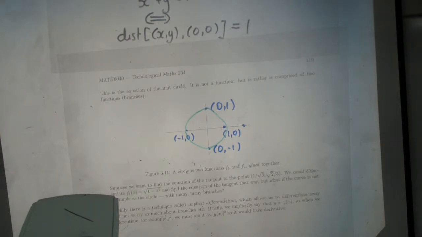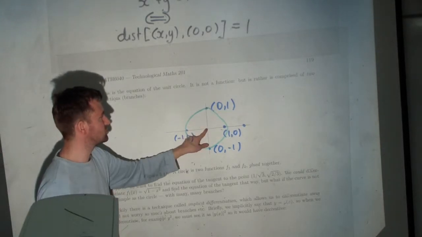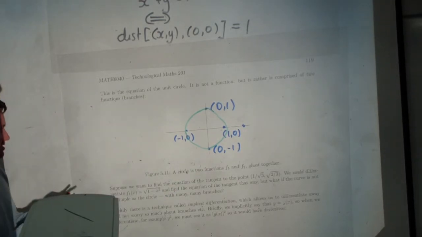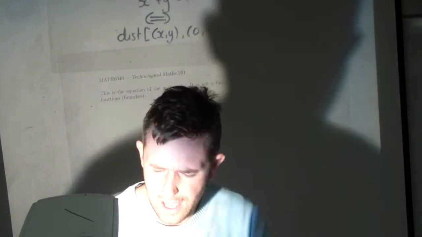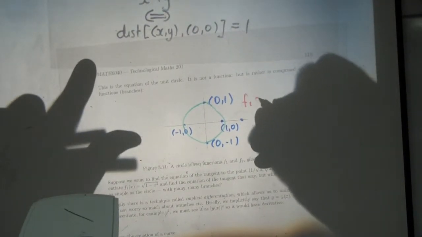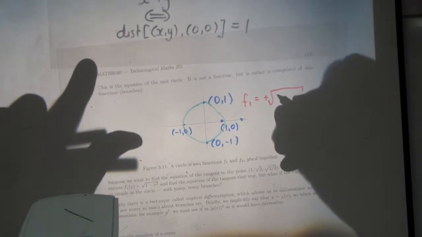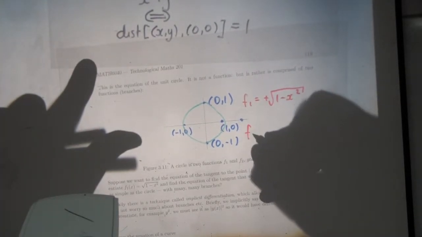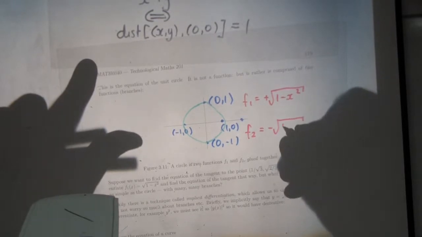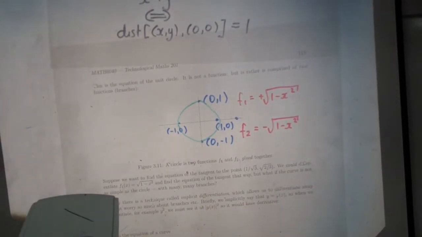So this is what you call the equation of the unit circle, and the idea is that solutions of the equation, if plotted, are on the circle. It's not a function because, for example, at x equals 0, there's two outputs. As it happens, it's two functions glued together. The top, f1, is plus the square root of 1 minus x squared, and the bottom, let's call it f2, is minus the square root of 1 minus x squared. You find that by solving x squared plus y squared equal to 1 for y. You get y in terms of x, and it's two things glued together.